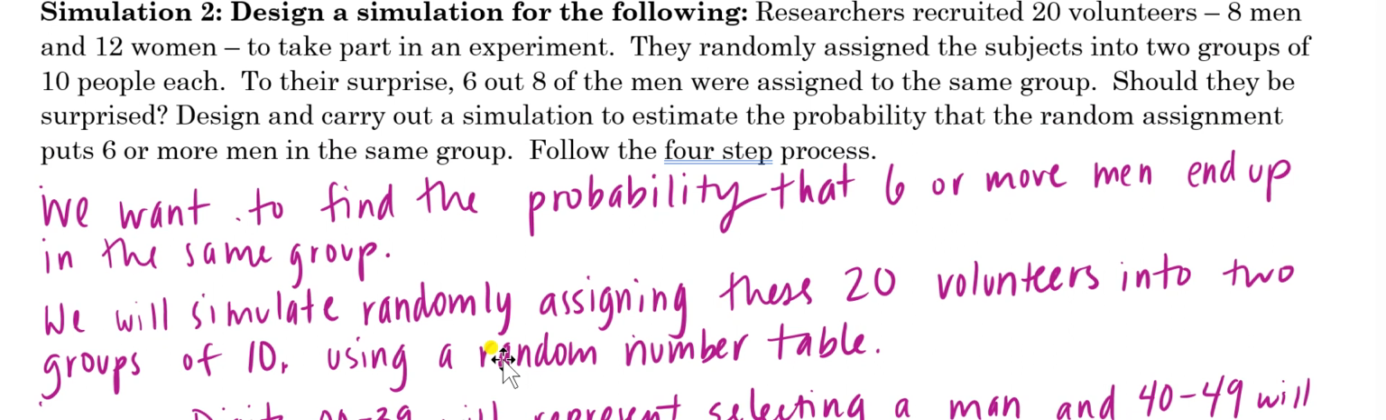For the sake of variety, so that you see a different type of problem, in this problem we're going to use a random number table. You could totally use a random number generator on a calculator. That's absolutely fine. You could put fake names in a hat and pick them. That's absolutely fine. But since it says design and carry out a simulation, we're going to use a random number table, okay? So if you have that random number table, you may want to take it out.